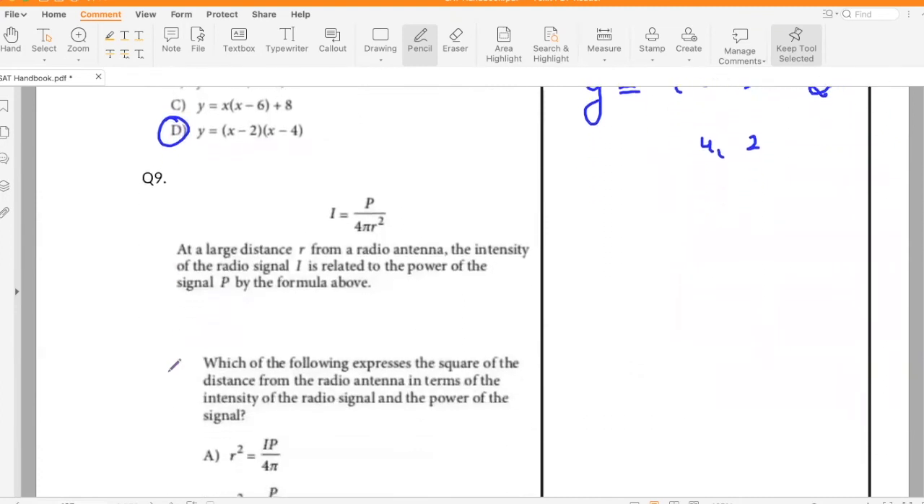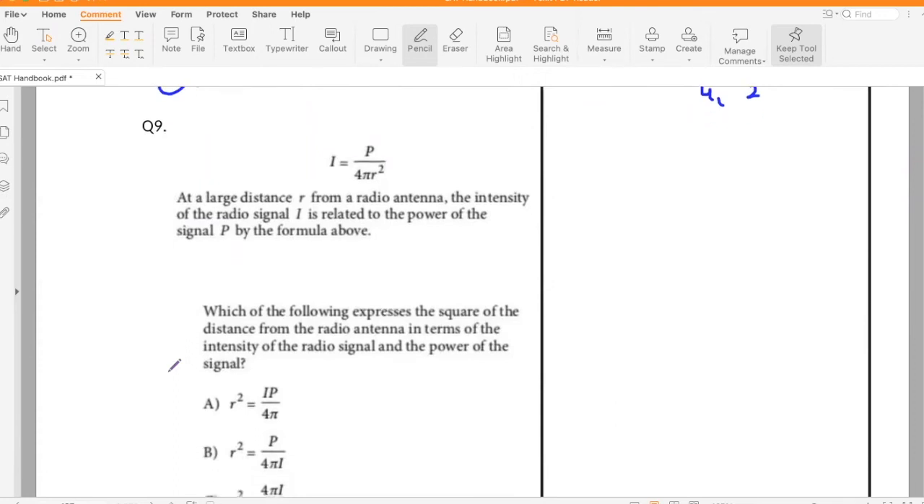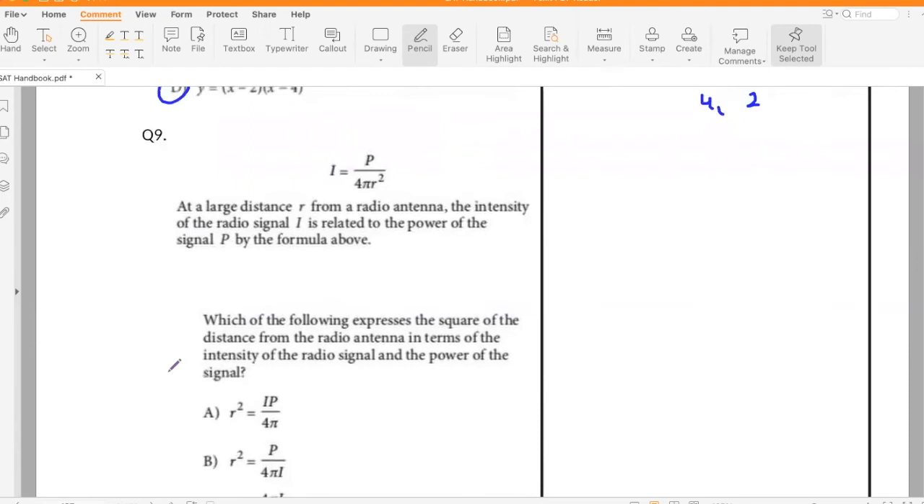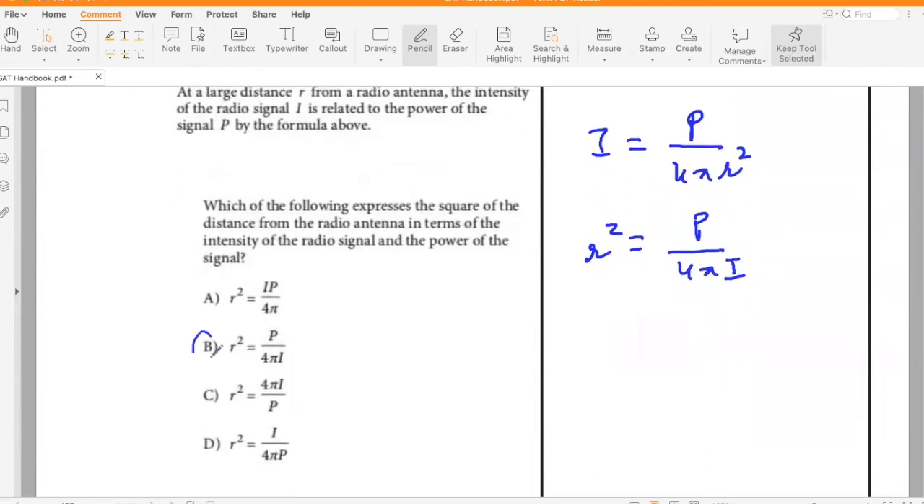At a large distance r from a radio antenna, the intensity of the radio signal is related to the power of the signal by the formula above. Which of the following expresses the square of the distance from the radio antenna in terms of the intensity of the radio signal and the power? Okay, so I is P divided by 4 pi r squared. So r squared would be P divided by 4 pi I. So that's option B, P divided by 4 pi I.